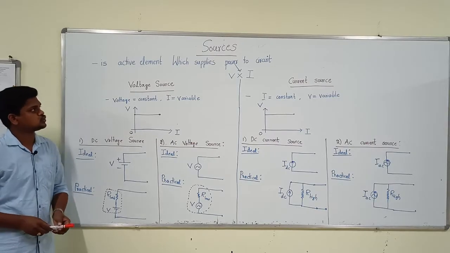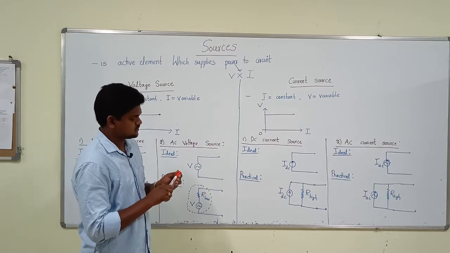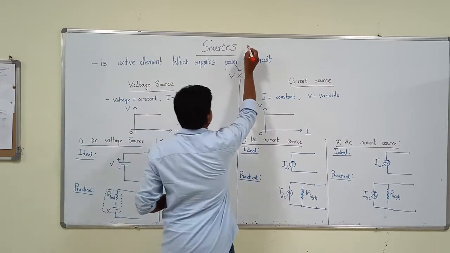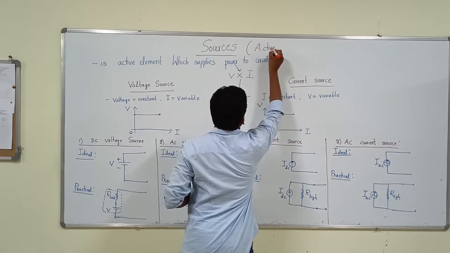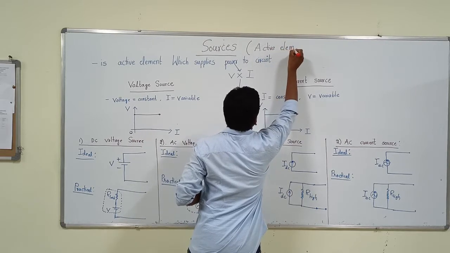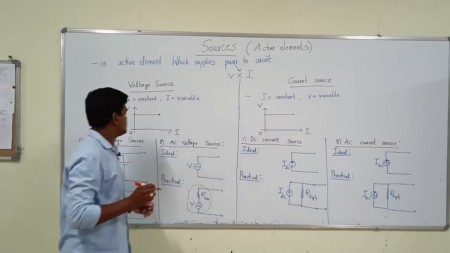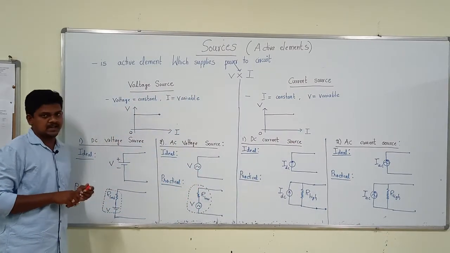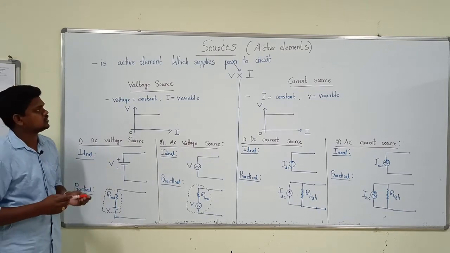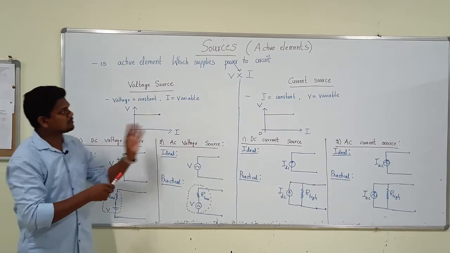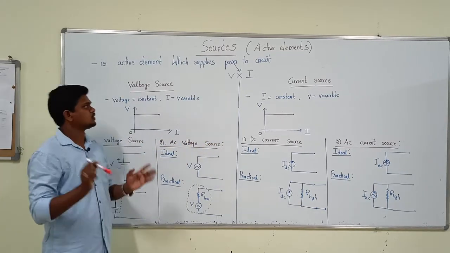The topic is sources. Another name for sources is active elements, which we already discussed. What is meant by an active element? An active element is an element in an electrical circuit that supplies power to the circuit. Active means it supplies power to the circuit, while passive means it absorbs power from the circuit, right.